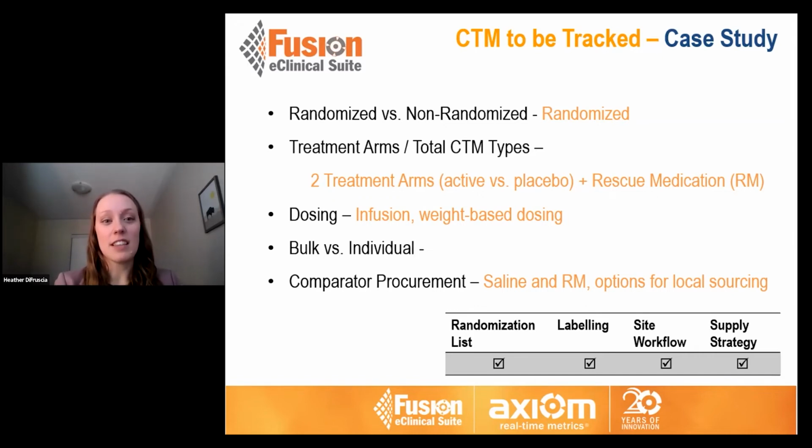For the randomization list, of course, if you are doing any comparator local sourcing, then that means that you can't have that inventory blinded because it's being provided by the site. It's not being provided by the sponsor. There isn't that same level of labeling.